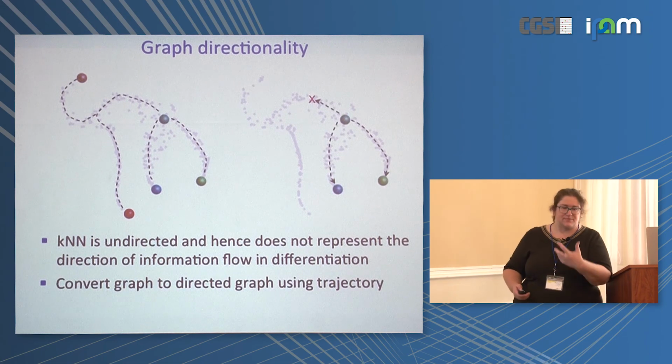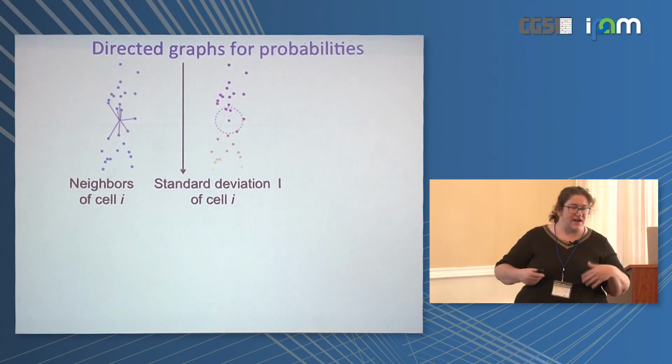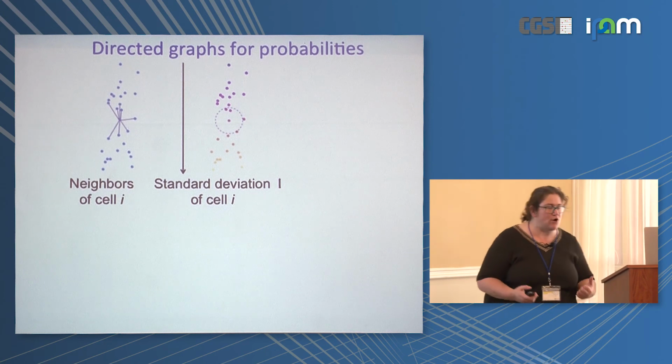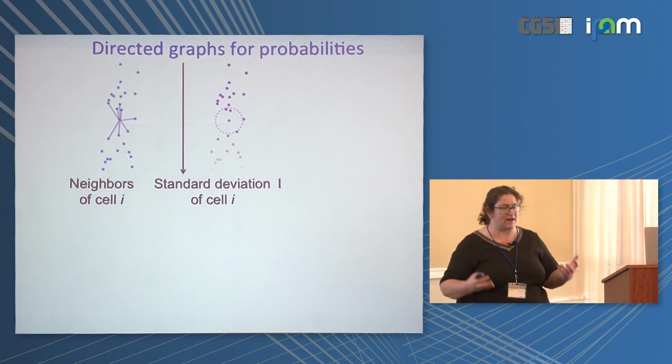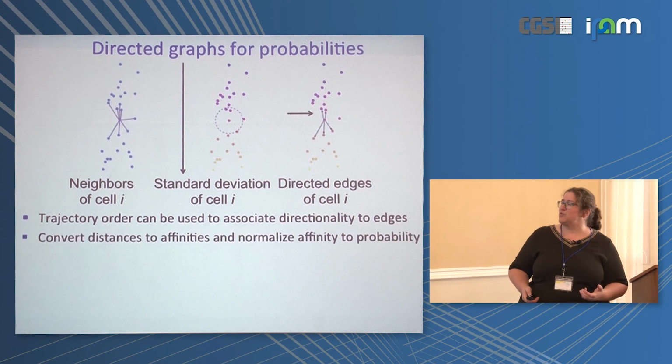And to direct this graph, to build directionality in it, again, we can use the fact that we ordered the cells from the initial point, and we can trim edges that go back too far. We're allowing the cells to go back a little bit, but not too far. So we have a directed graph.